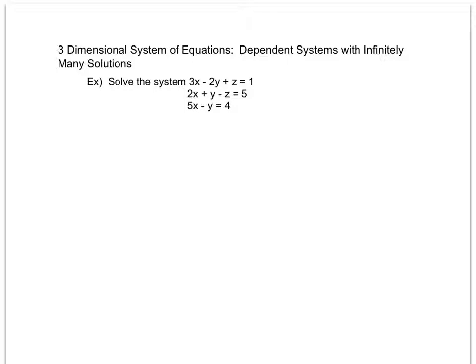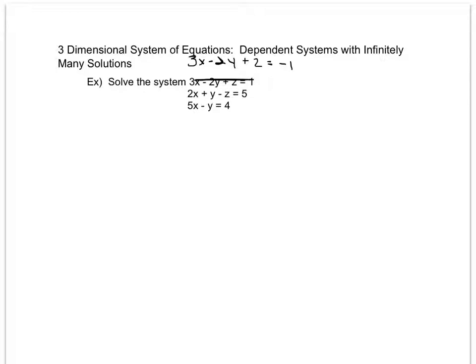I realized that when I typed this in, I typed it wrong, and rather than go back and re-upload everything, all I'm going to ask you to do is change this first equation to be 3x minus 2y plus z equals negative 1. So my equation 1 is going to change.